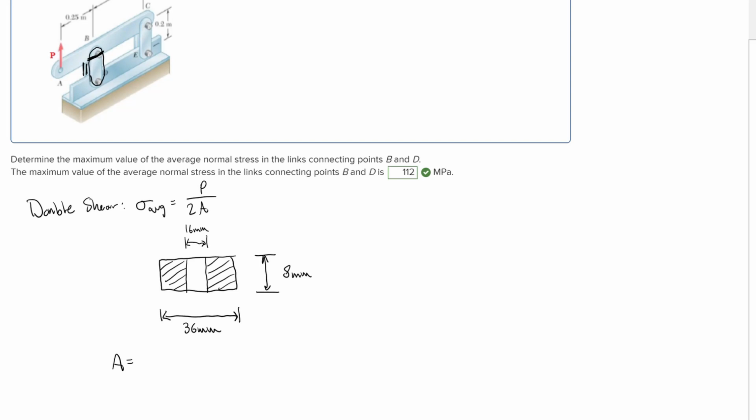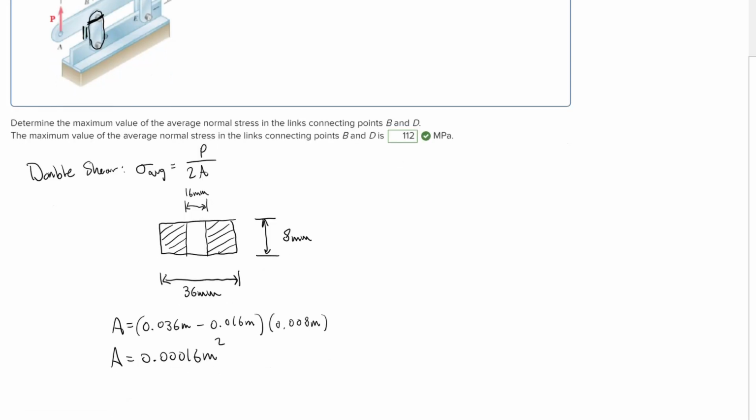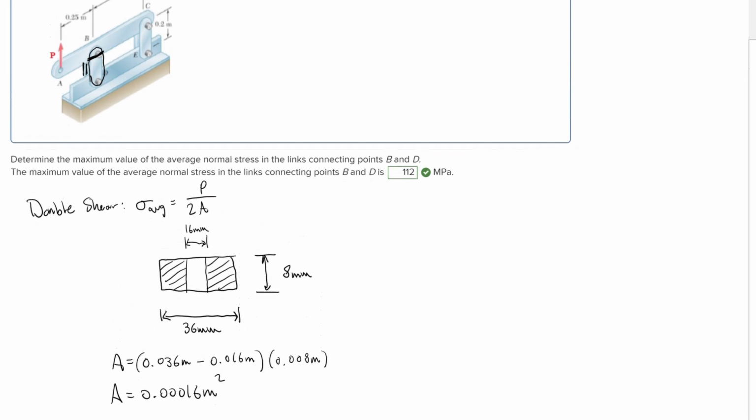So I'm going to figure out the area. And we know that it's going to be our length times our height. And our length is going to be this whole 36 minus this middle part, which is 16. I'm going to change these to meters really quick, just to make the math simpler. So 0.036 meters minus the center part, which is 0.016 meters, and then times the height, which is 0.008 meters. And we're going to get that our area is equal to 0.00016 meters squared.